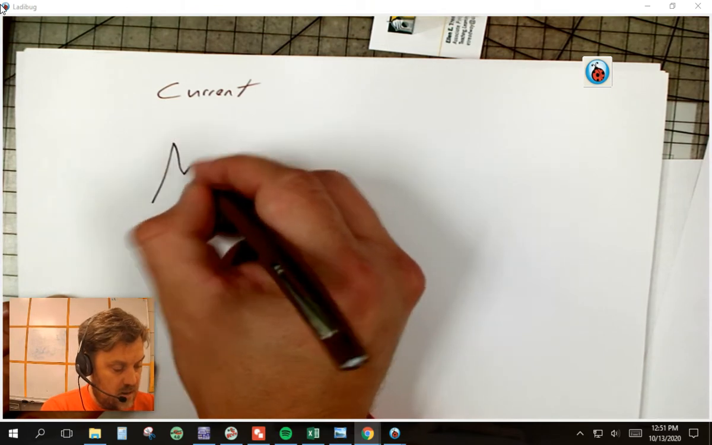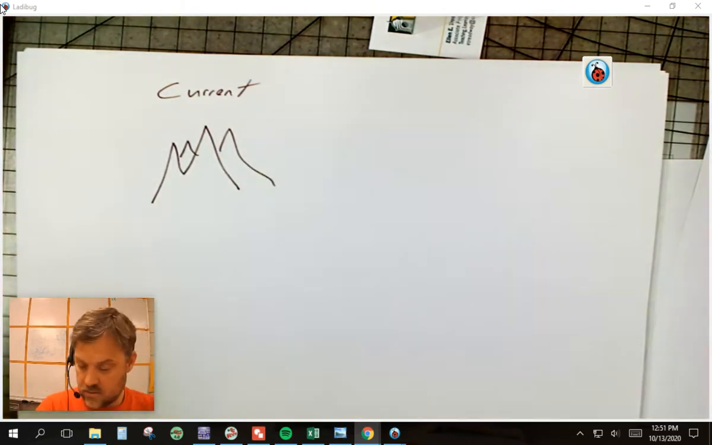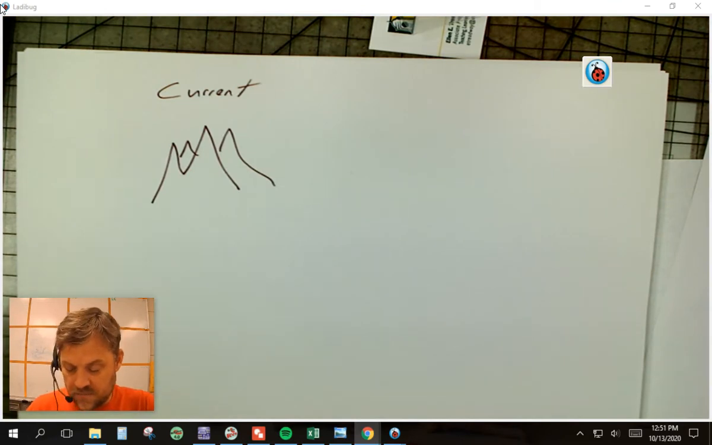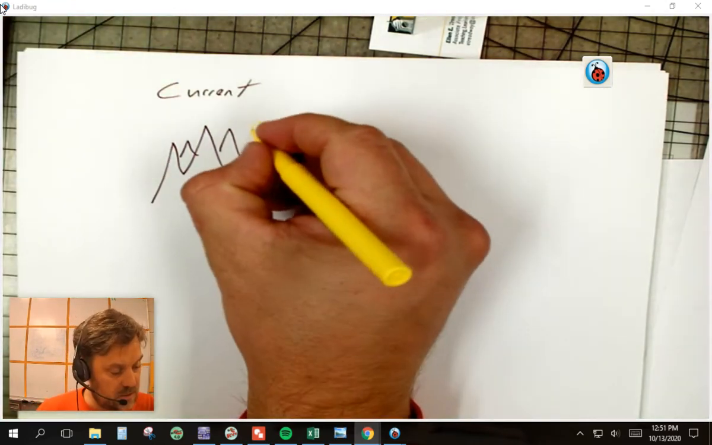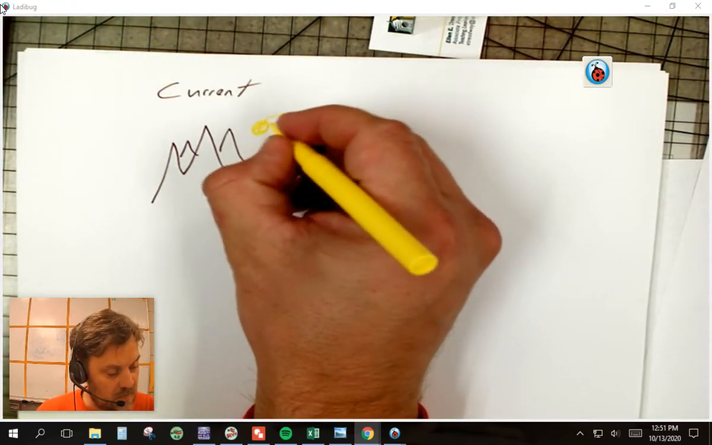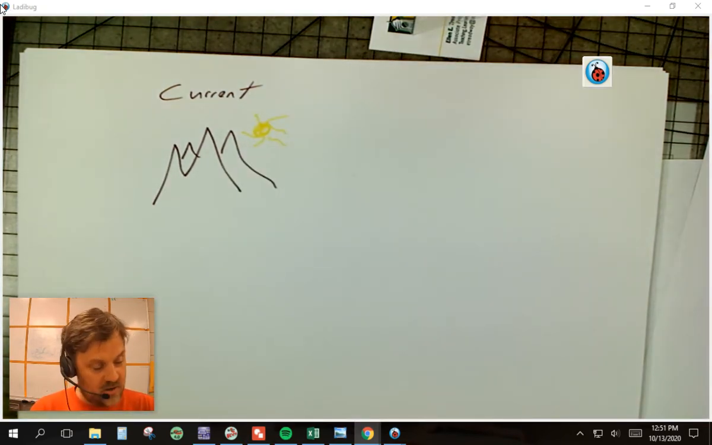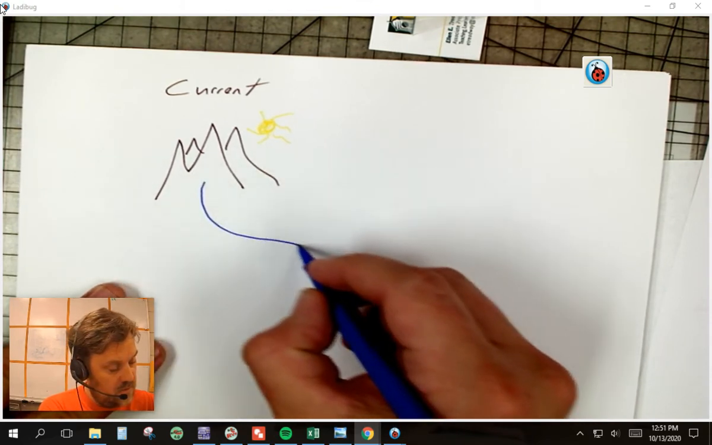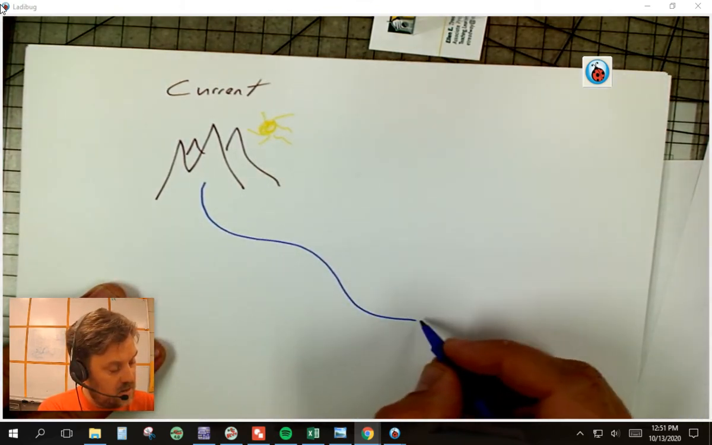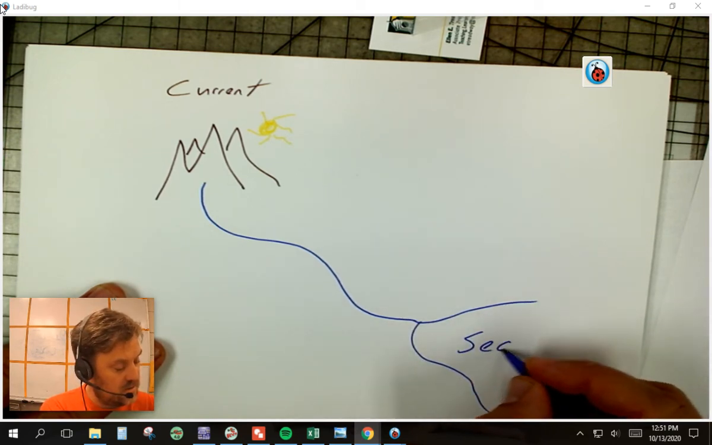And we've got a mountain of electricity, and off of the mountain we've got to have a sun here. Can you see my sun? Sun shining nice today. I should have been an art major. We have a river that flows, okay? And it flows out into the ocean or the sea, we'll call it.